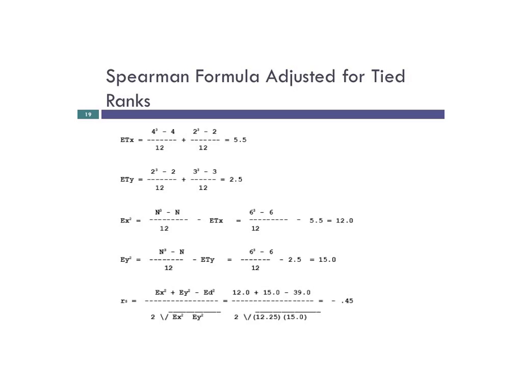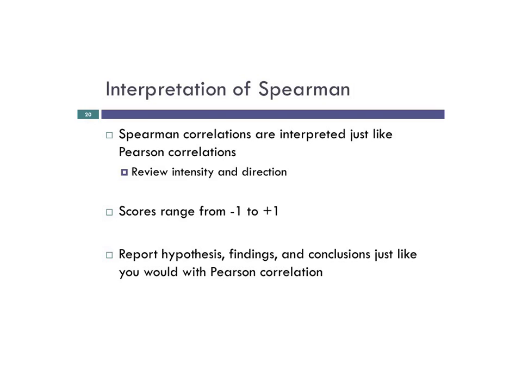When you do report Spearman, or if you see it in the literature, you'll see r sub s. And then it's all just interpreted the same way we did Pearson correlations. We do intensity in the same way, where 0 to negative 0.3 is weak, 0.3 to negative 0.6 is moderate, above 0.6 is strong. We interpret the direction in the same way, where if it's a positive correlation, as one goes up, the other goes up, as one goes up, the other goes down, would be a negative direction. They still range from -1 to +1. You would write hypotheses, findings, and conclusions just like you would for a Pearson correlation.